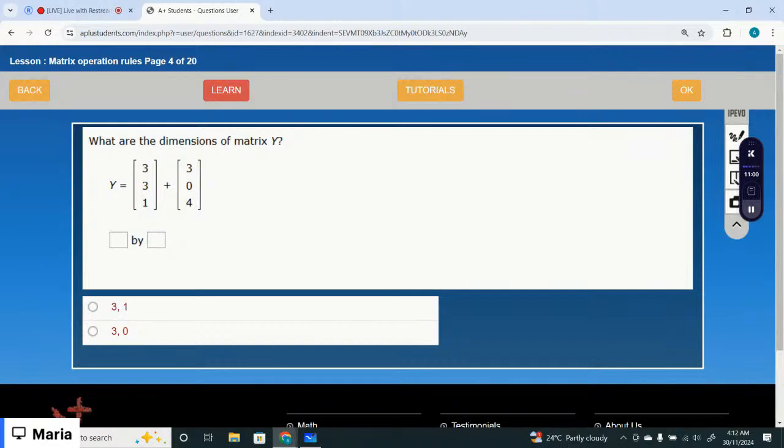What are the dimensions of matrix Y? Which is the correct option? The matrix Y has the same dimensions. They are 3 by 1. Option number 1 is the correct option.